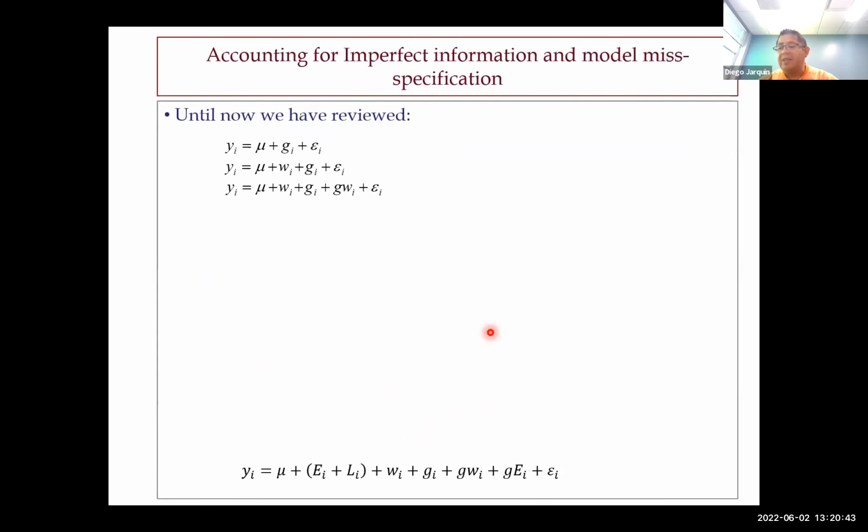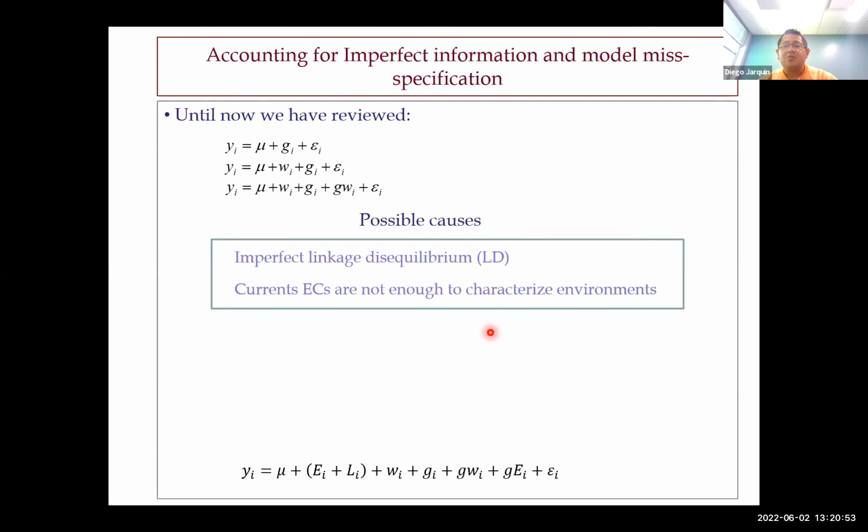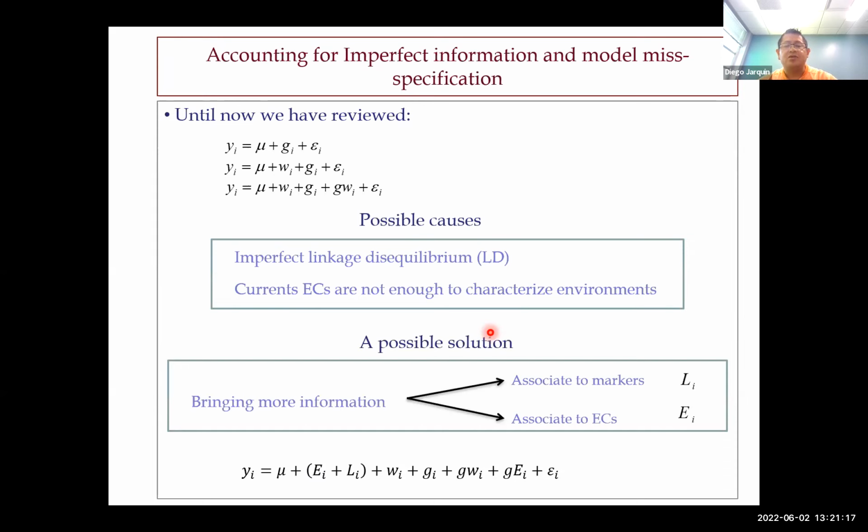So far we have reviewed a model where we are trying to introduce the main effect of the markers, the main effect of the environmental covariates, and interactions. But sometimes we might need to bring a little extra information into the models. Why? Because it might be the case that there is imperfect linkage disequilibrium, the technology for sequencing is not perfect, or probably the current environmental covariates are not enough to characterize environments. So that's why one possible solution is to bring data from both sides. In this case, we are adding the main effect of the lines in the model and the main effect of the environments in the model.